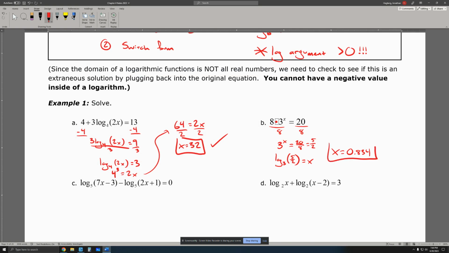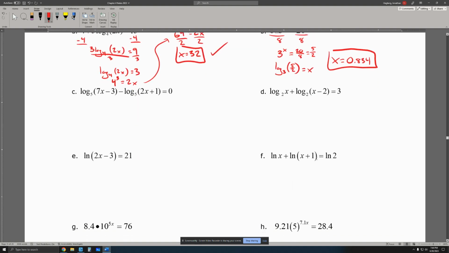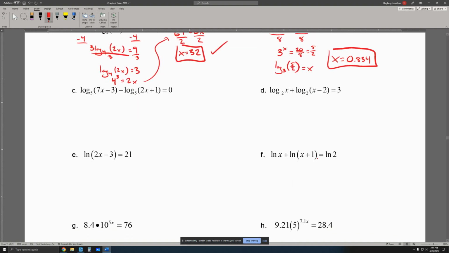Now, I know that this is a solution because our original equation is an exponential equation. Remember, the domain for exponential functions is all real numbers. So any solution for x in an exponential equation is going to be a solution. Letter C. Here we have two logs and we're taking the difference of them. I notice using our quotient rule that we can combine these into a single log.